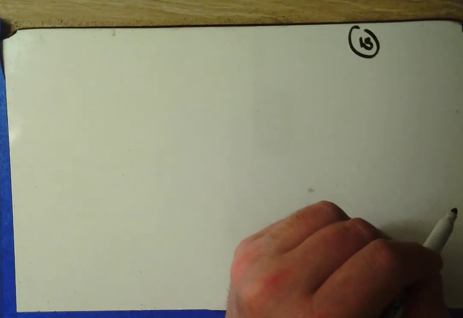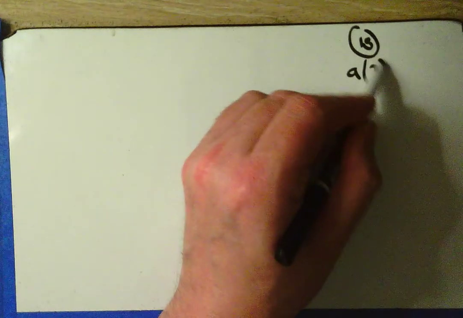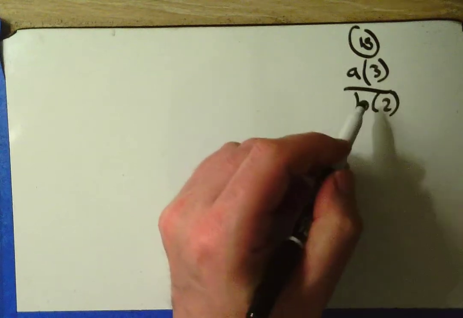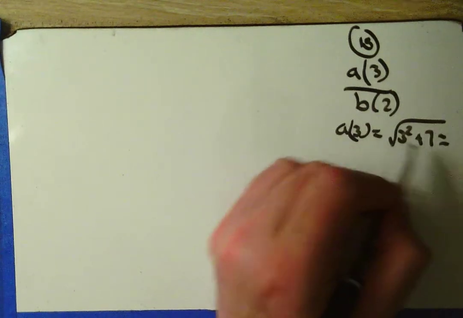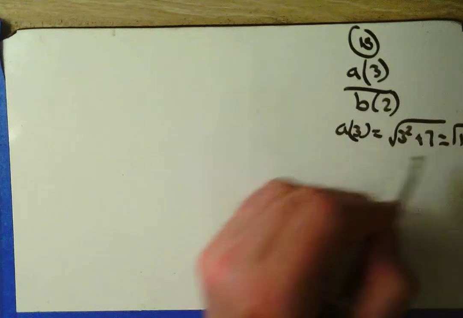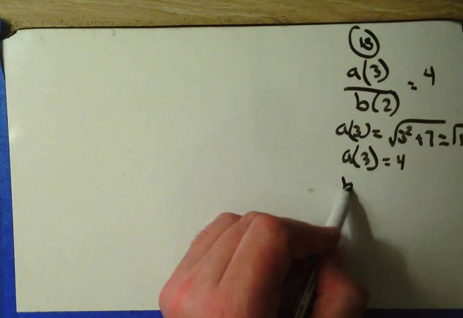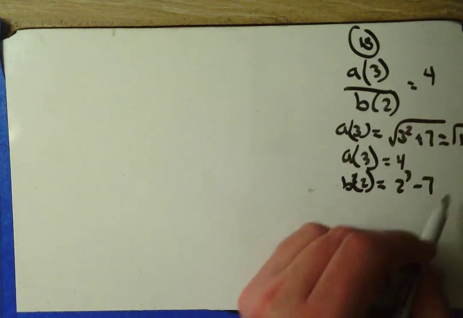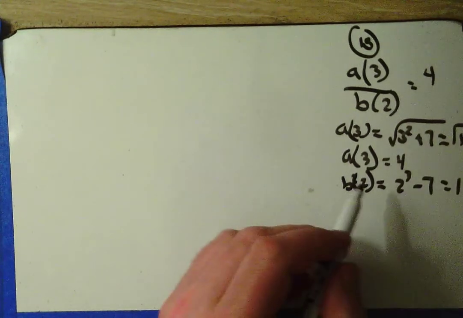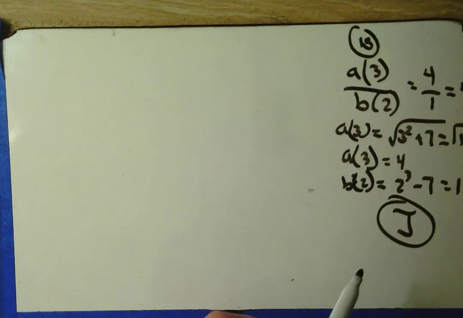18 says a of x is this square root and b of x is this cubic function, and they want to know the value of a of 3 over b of 2. Okay, so a of 3 will be the square root of 3 squared plus 7, which is 9 plus 7, or square root of 16, which means a of 3 is 4. And b of 2 means I plug a 2 into the b function. 8 minus 1 is 7. And so I end up with 4 over 1, or 4 is my choice, and that's why J is the answer to number 18. 19.